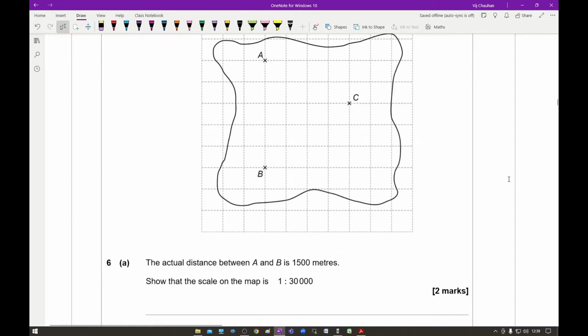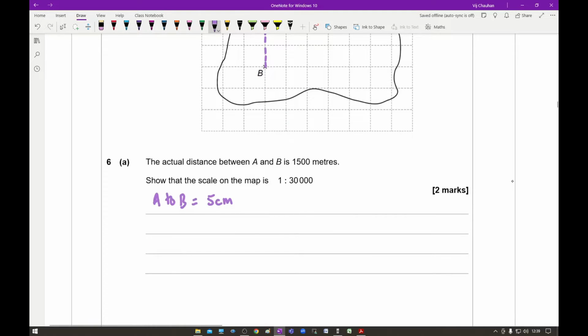Now for this, what we need to do first is measure the distance of A to B in centimetres. Now I can count the squares, but I can see that A to B is equal to 5 centimetres. Now I know that 5 centimetres, as it tells me, is the actual distance of 1500 metres. Now when looking at scales of a map, the units need to be the same. So I need to convert 1500 metres into centimetres. Metres to centimetres, I need to multiply by 100, because again, there are 100 centimetres in a metre.